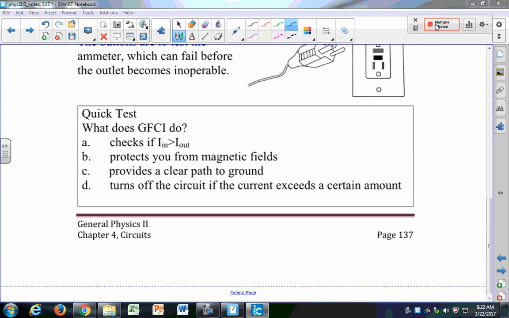All right, so what does a GFCI do? All right, let's stop at 20, and then there's one more, and then we'll call it a day.